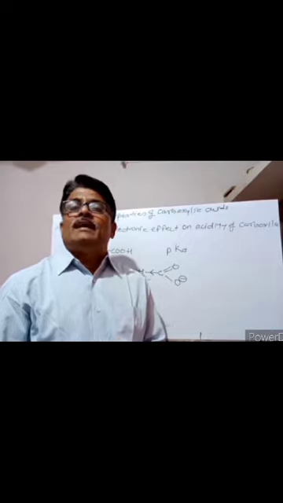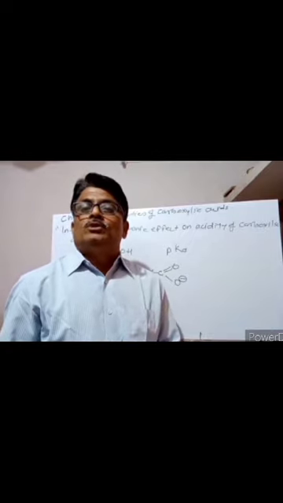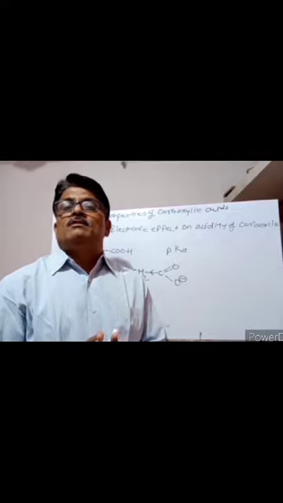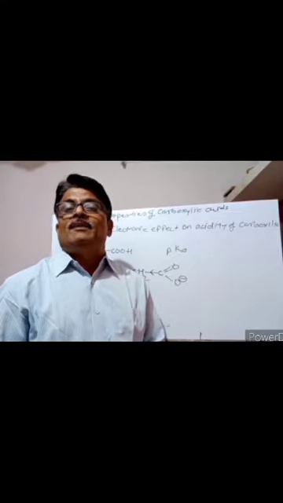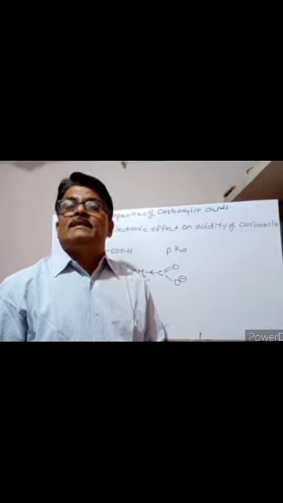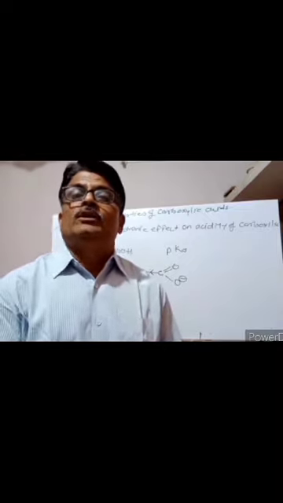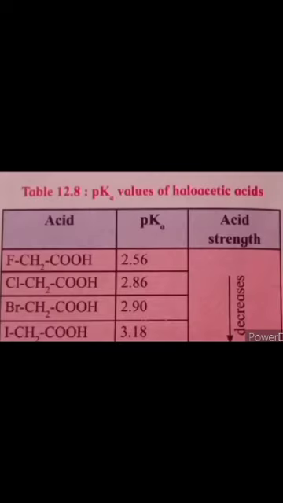The different pK values are shown. A higher pK value means a weaker carboxylic acid, and a lower pK value makes a stronger carboxylic acid, as shown in our book. This acid is called 2-fluoroacetic acid or 2-fluoroethanoic acid, and it has the pK value 2.56.